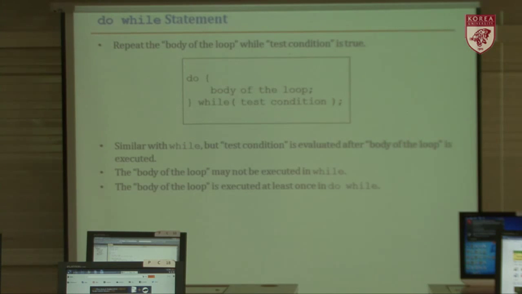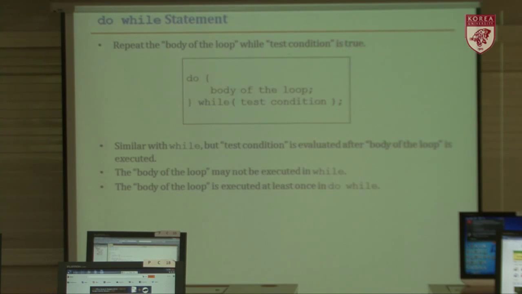Do while is very similar to while, but the only difference is the test condition is at the end of the loop. So it is like a do, and here is some bracket, and in the bracket we put the body of the loop, and at the end we put the while and test condition. So it executes the body of the loop first, then evaluates the test condition. So whatever this test condition is, the body of the loop is executed at least once.